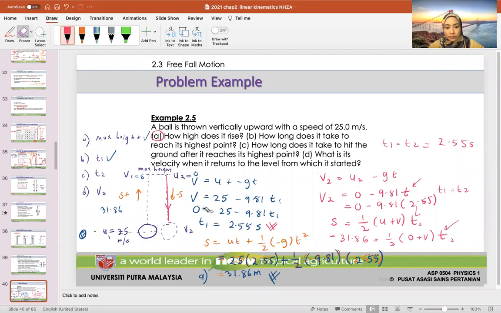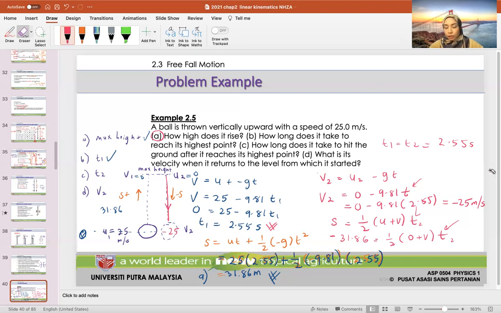Did we solve for V? We did not. Oh sorry, the answer will be minus 25. The answer will be the same as U at the bottom here. So it will become minus 25. This is our prediction, which is indeed correct. So let's see. 0 minus 9.81 times 2.55, you will get minus 25. The answer is indeed negative. It shouldn't be a positive.